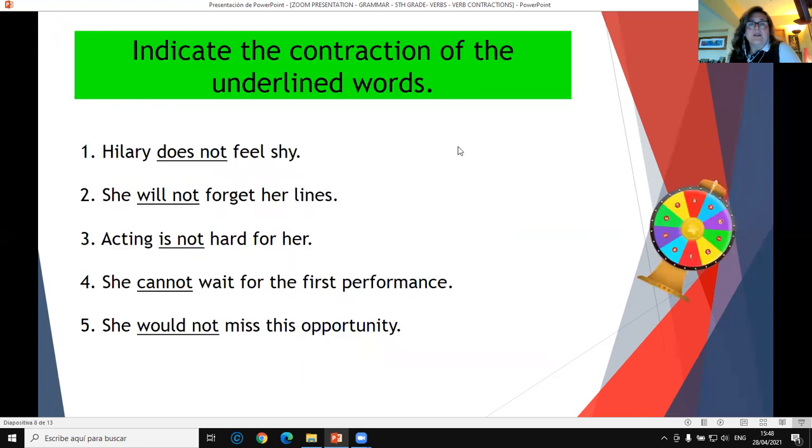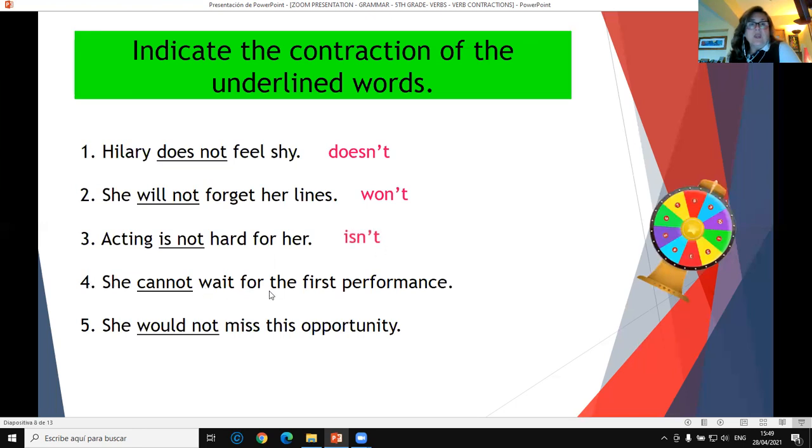Now let's see more examples. Indicate the contraction for the underlined words. Hillary does not feel shy. The contraction for does not is doesn't. She will not forget her lines. Will not, the contraction is won't. Acting is not hard for her. The contraction in this case is isn't.